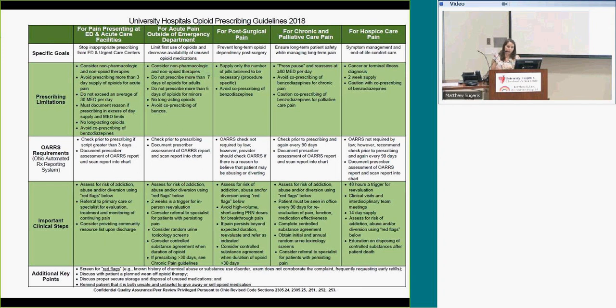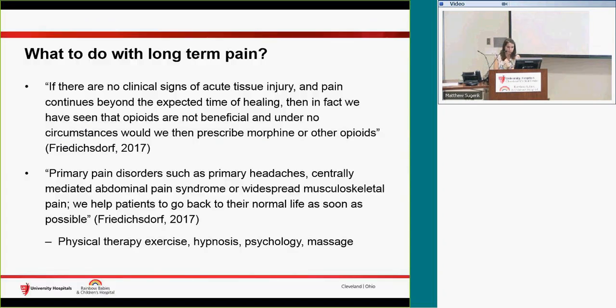Checking ORS is required by law. However, providers should check ORS if there's a reason to believe that the patient may be abusing or diverting. In clinical steps, consider the risk for addiction, abuse, or diverting, and use red flags. Avoid high volume, short acting PRN doses. If pain is beyond the expected duration, evaluate and refer, and consider a controlled substance agreement when the duration of opioids is greater than 30 days.